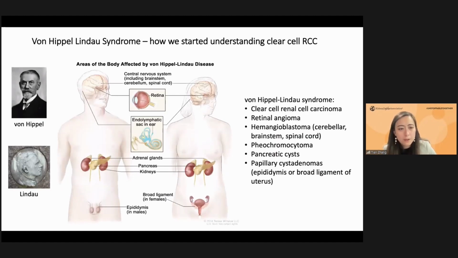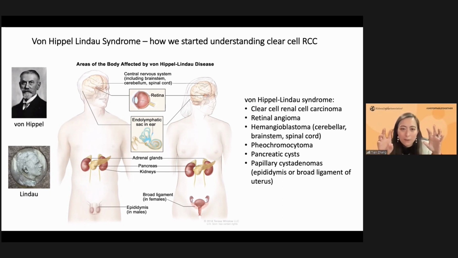So where do we all start? Well, we started with understanding a syndrome of diseases called von Hippel-Lindau syndrome. This is how we started understanding clear cell kidney cancer. There was a German ophthalmologist named von Hippel and a Swedish pathologist named Lindau.